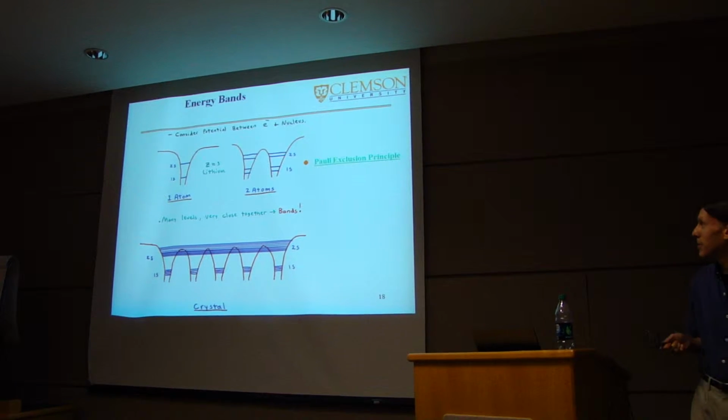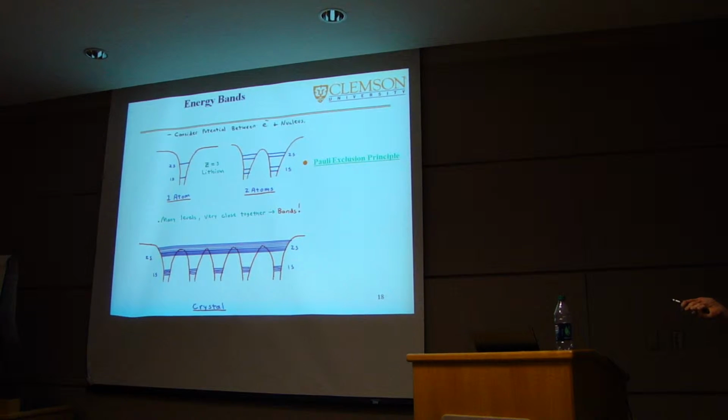Lithium, for example. It's atomic number 3. It has 3 electrons and 3 protons. There are 2 in the 1s level, and there's 1 in the 2s level. So there are 2 electrons here, 1 electron there.